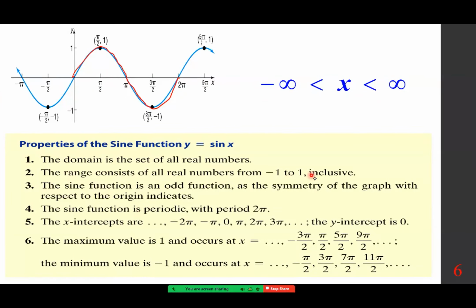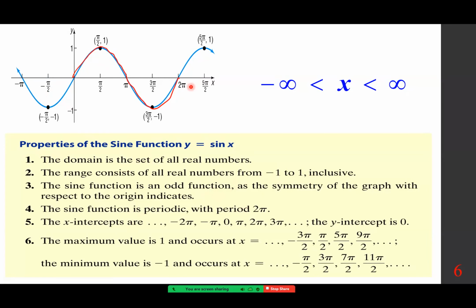Range goes from -1 to 1. It has odd symmetry. We've already proved that sine of minus x is minus sine x. So for example, if you pick any point, and connect it to the origin and continue the same distance, it gives you another point on the sine function. It's periodic with the period of 2 pi.